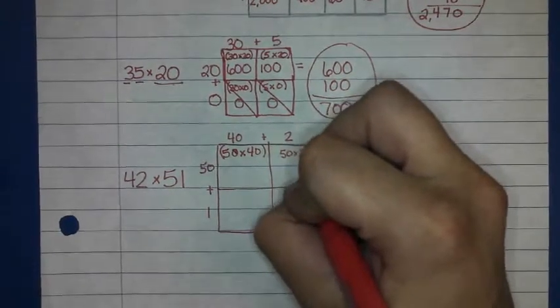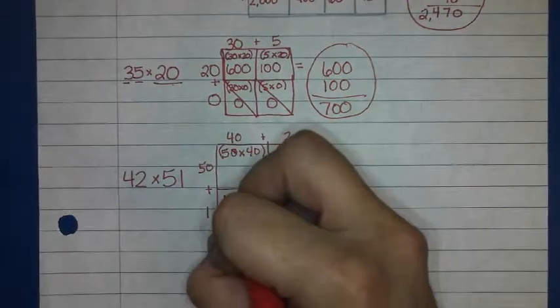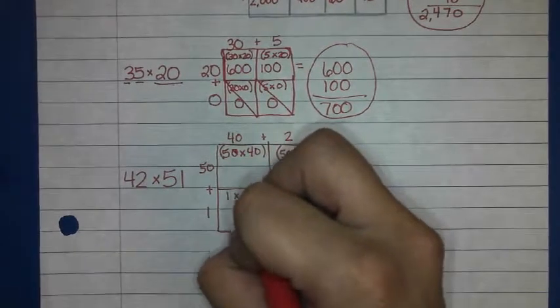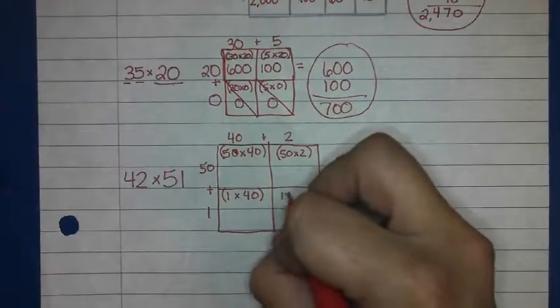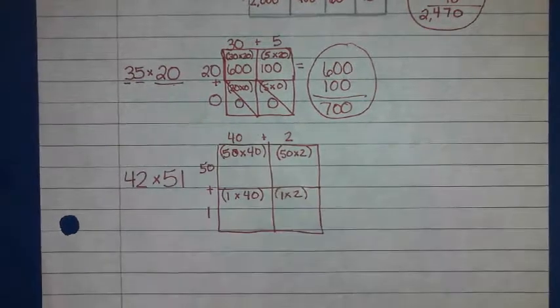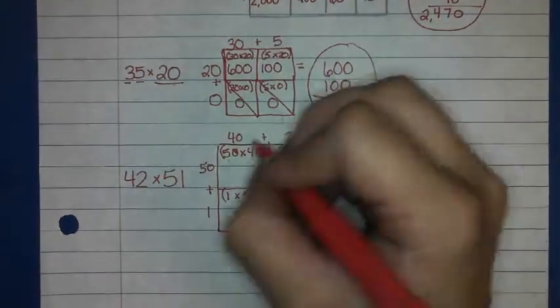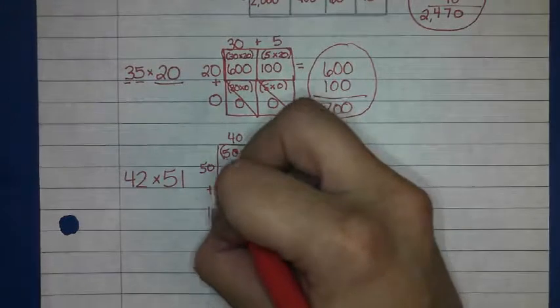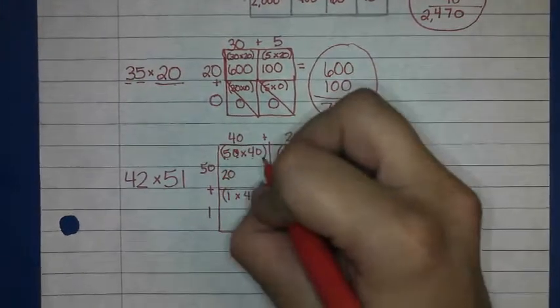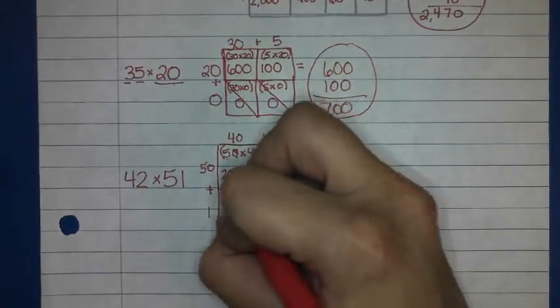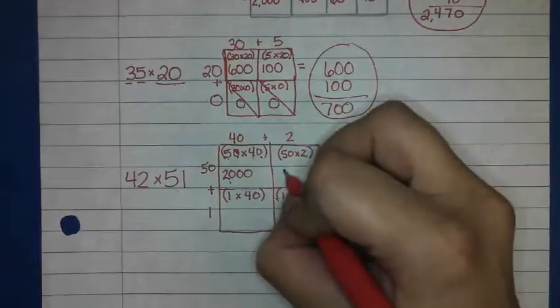50 times 2. 1 times 40. And 1 times 2. And then I find my partial products. 5 times 4 is 20. And then I have 2 zeros. That gives me 2,000.